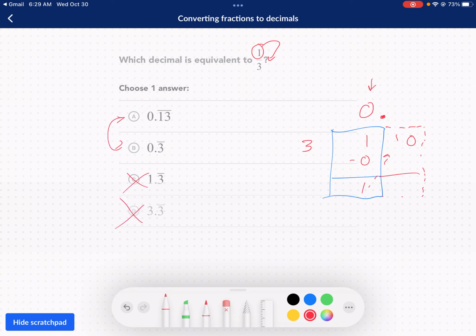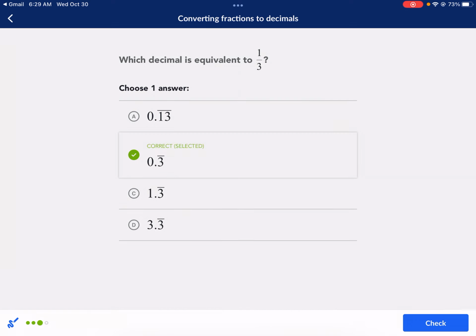So I know these 2 numbers are out, and it's between these 2. So now I just need to decide what's my next number. Well, 3 goes into 10 3 times. We saw this in our first problem. Repeating decimal, right? We had the same situation where this keeps going and going and going, remainder 3. So it's going to be B as my final answer. Anytime it's a repeating decimal, we can write that little hat on it. And 0.3 repeating is my answer.